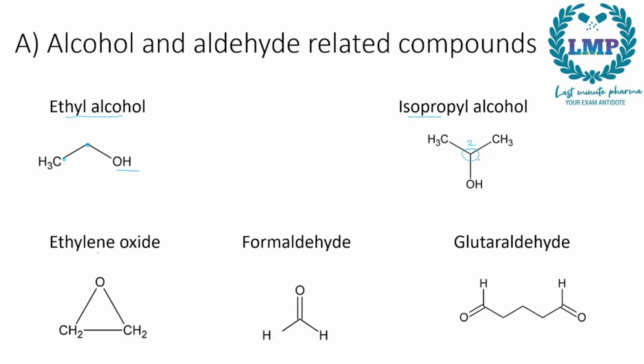Next we have ethylene oxide. Ethylene oxide would be the ethyl group CH2CH2. Since it is ethylene oxide, we will have an O attached to both these carbons. So we will get an ethylene oxide.